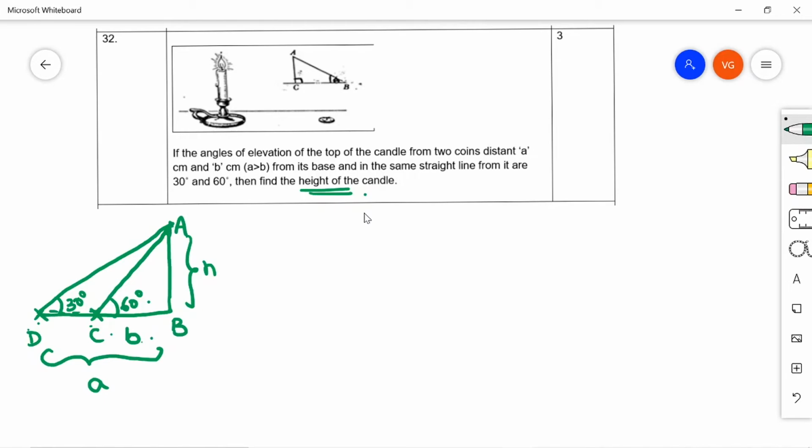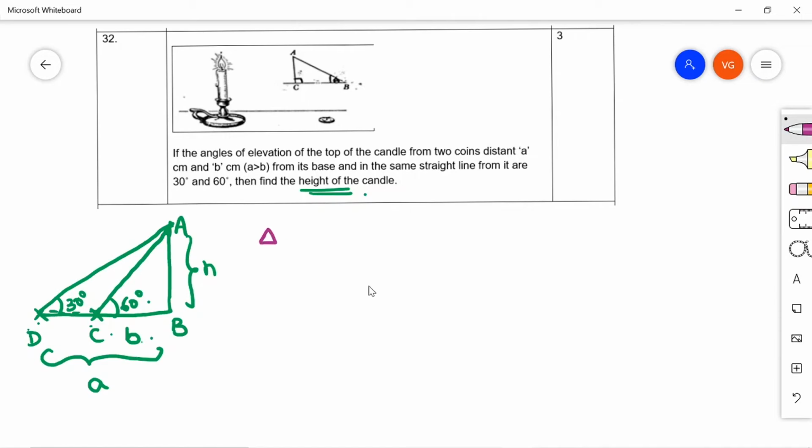So read the question again, whether you have marked everything properly or not. Let us mark AB as the candle. There are 2 coins on the base, on a straight line from the candle at the base. See, this is the straight line that I have drawn. The 2 coins are at angles of 30 degrees and 60 degrees. a and b they are telling, where a is greater than b, so I mark a and b also. Now we have to find out the height of the candle. Once you draw the picture, then simplification, finding the value of h, is very simple.